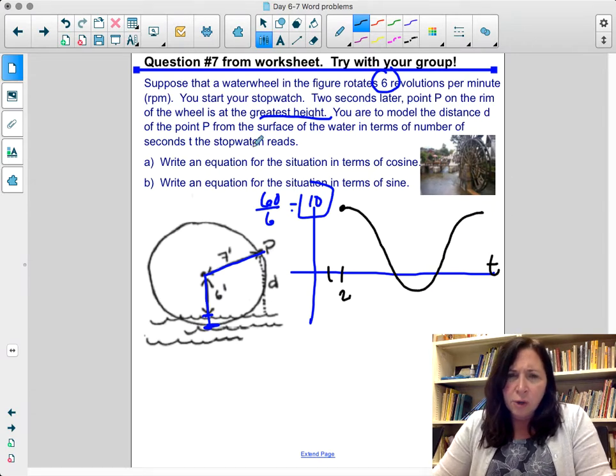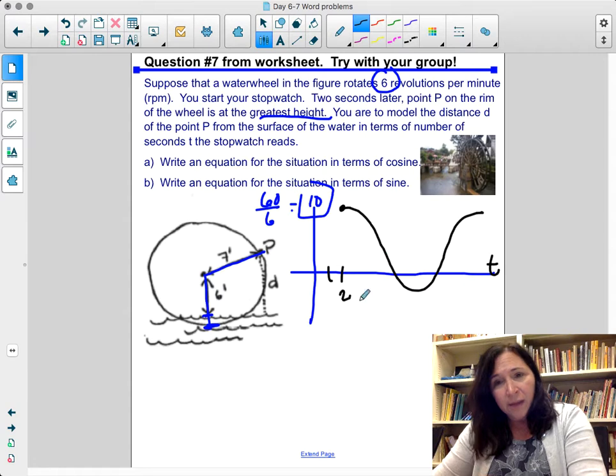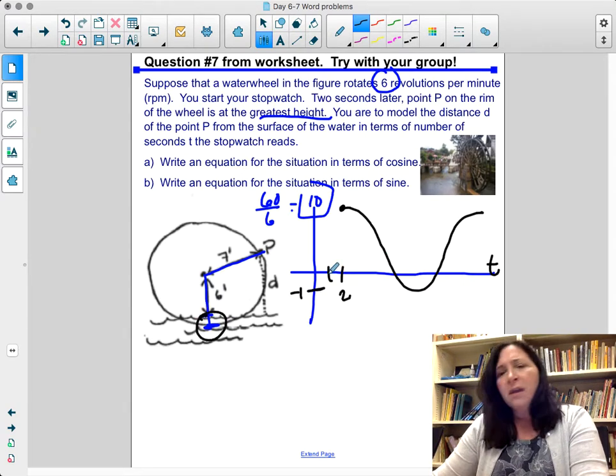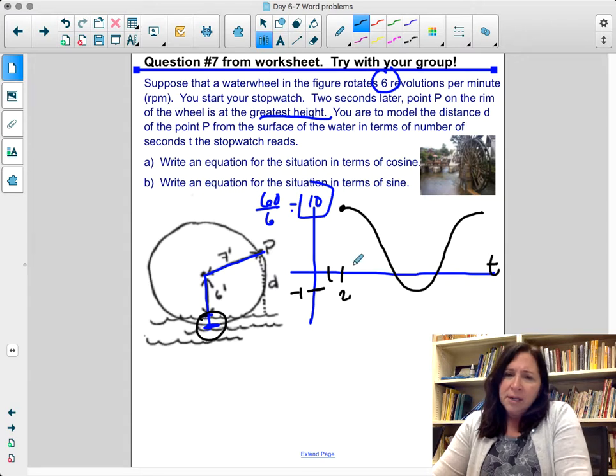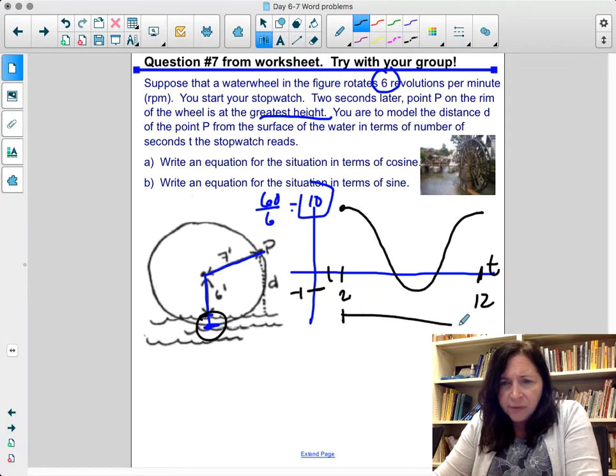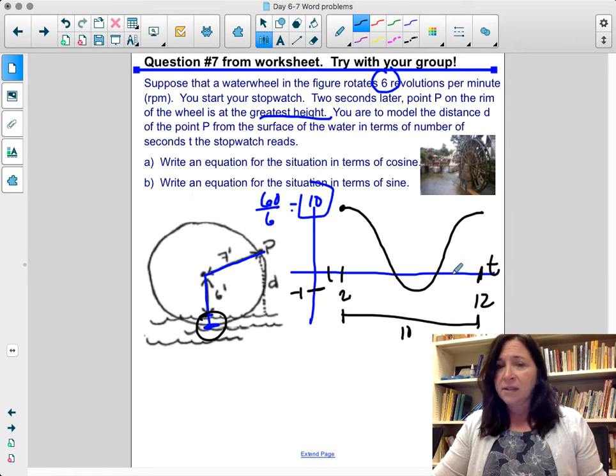All right, so basically what we have here is this value here, because right here, see this is -1. All right, so there's -1. It starts at 2. My period's 10 seconds, so that means it's going to end at 12. So this distance here is 10 seconds.